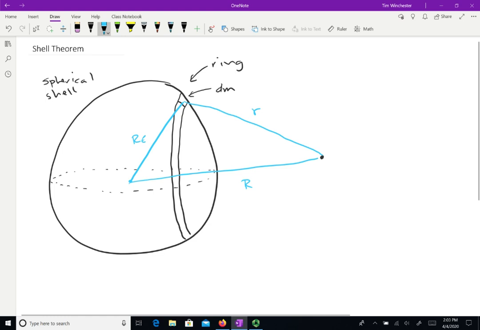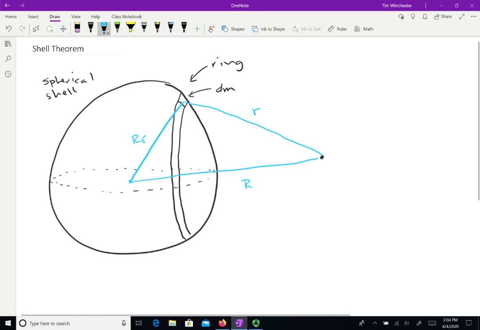Okay, so we have three different numbers here. Notice the two capital R's are both constants. So as we consider different mass elements around this shell, big R and R_E are going to be constant that whole time. Little r will change. It will depend on which mass element we consider.